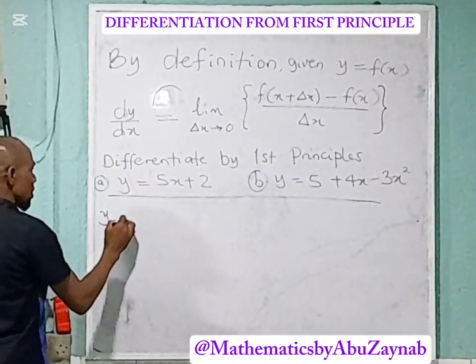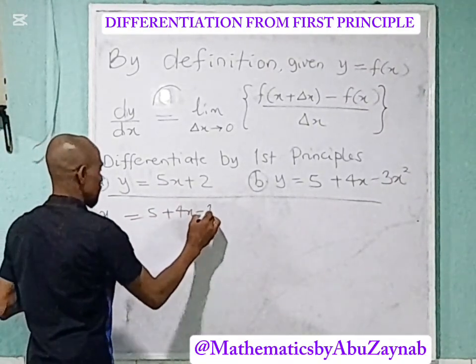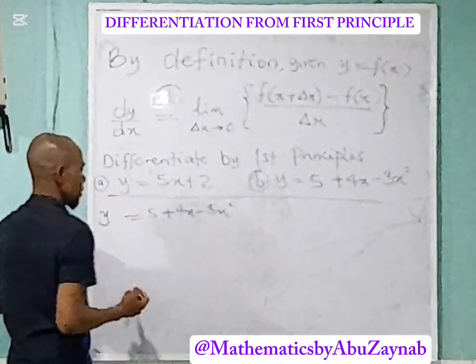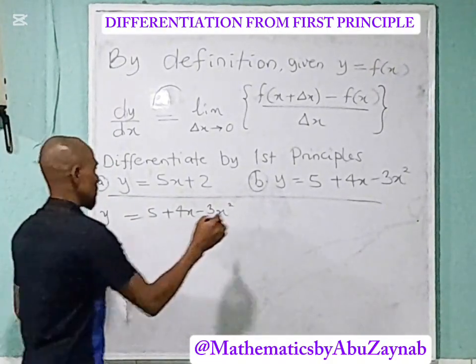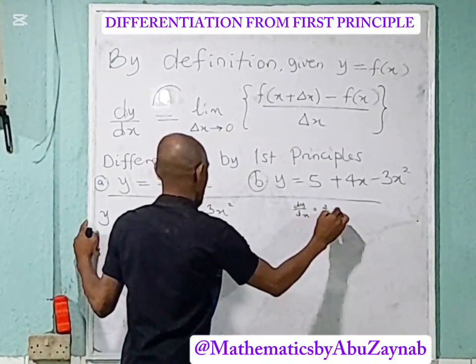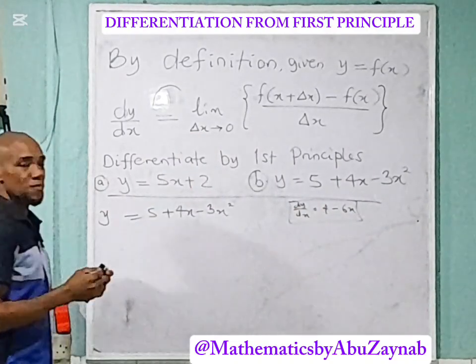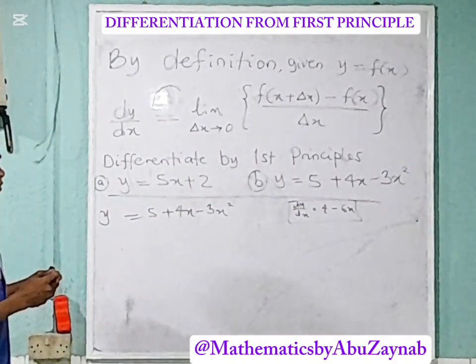Question 2, we have y equals 5 plus 4x minus 3x squared. So we know mentally that if we differentiate this, our answer is going to give us 4 minus 6x. We know this from our previous experience. So let's now go through first principle.